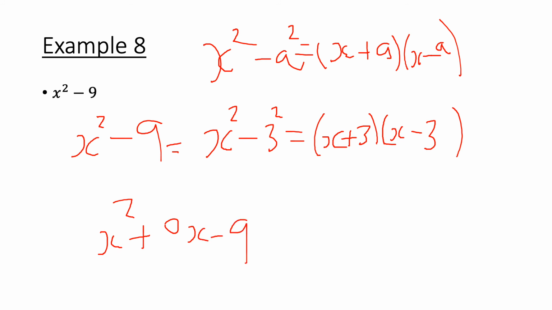When I expand this, I get x squared minus 3x plus 3x, which obviously cancels, minus 9. So minus 3x plus 3x becomes 0x. That's why my answer looks like that. So that's what I call the difference of two squares, guys.